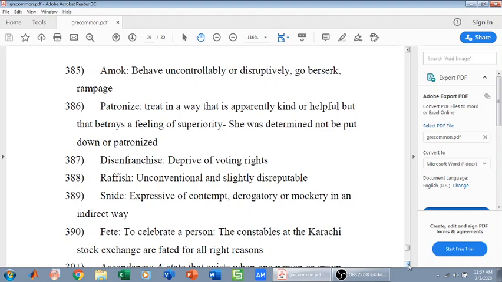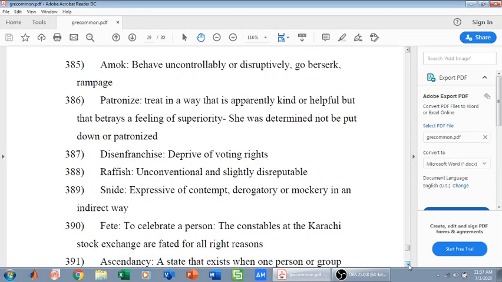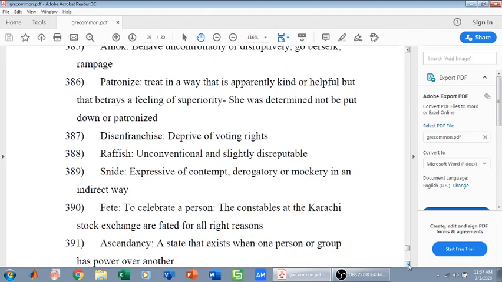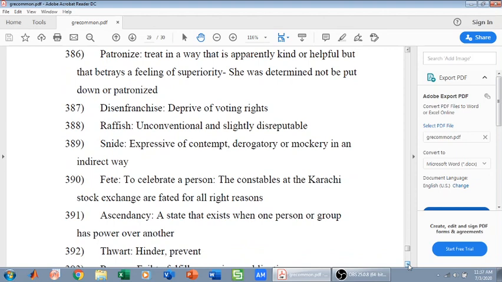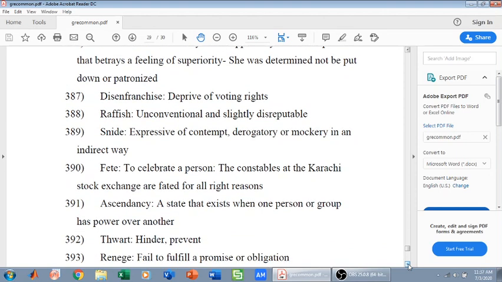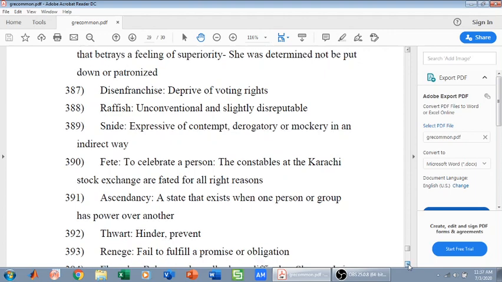Why? Because they stop the terrorism act by display of bravery. So they are feted for all the right reasons. Ascendancy means a state that exists when one person or group has power over another. Thwart means to hinder, to prevent.